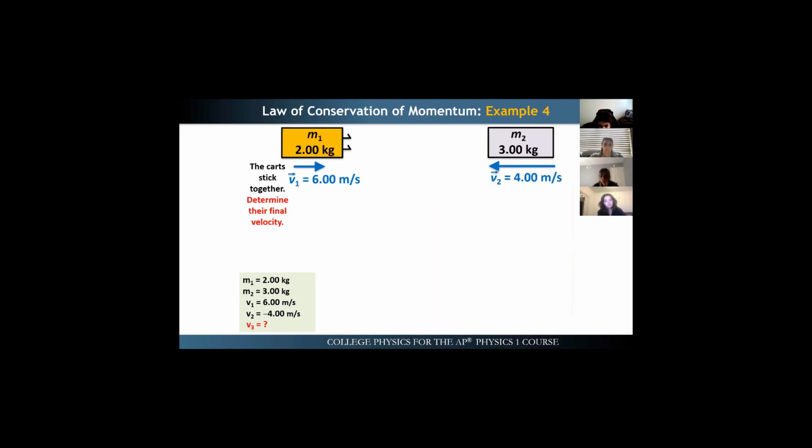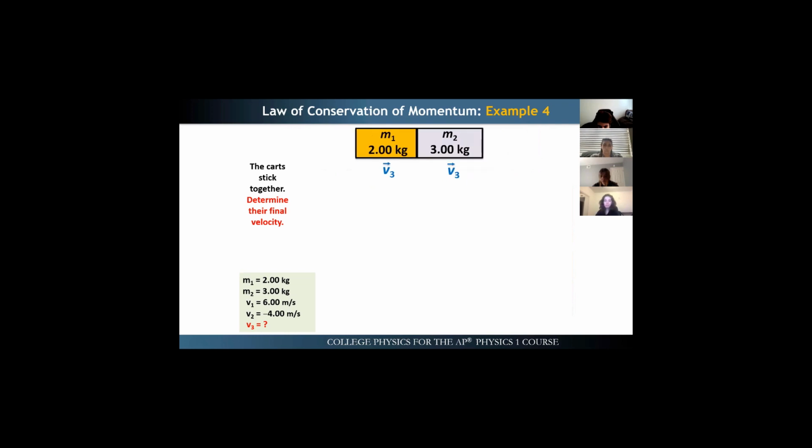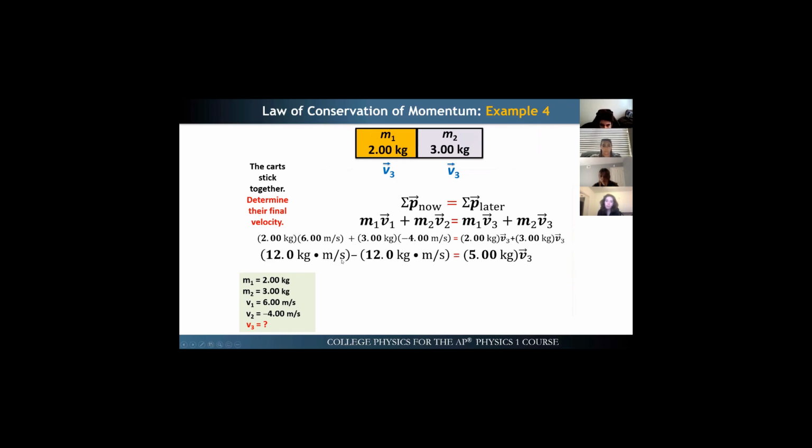All right, what if they have 12, so 2 times 6, and 12, 3 times 4, and they're going towards each other? Well, logically, what should happen? They come to a halt. Yeah, they just should stop. And so that's what should happen. And mathematically, we can prove that. If we have 12 plus 12, but in the opposite direction, then that's going to give us a 0 on this side of the equation. And 0 divided by 5 gives us 0 meters per second.